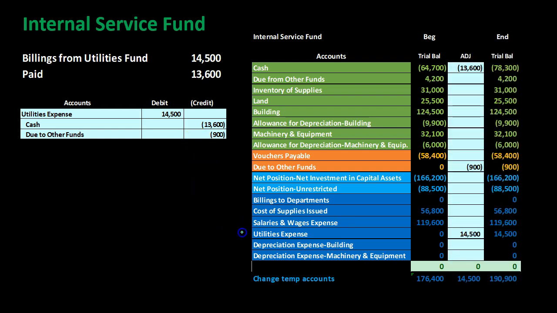So we've got the utilities expense, that's going up in the debit direction. Then we've got the cash. Cash, of course, is going down. It's now at a credit balance, so we will have income or cash increasing later, so don't let that throw you off. And then we have the due to other funds acting like an accounts payable account. This is what is owed. However, it's going to go to the due to other funds here, of course, because this is an inter-fund type of transaction.